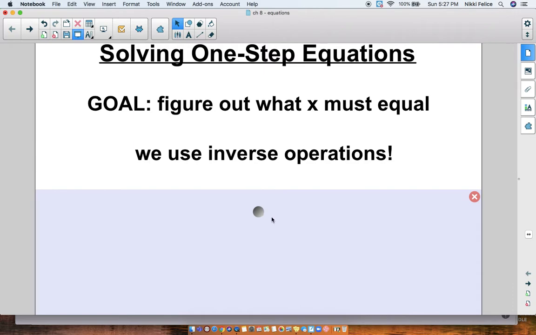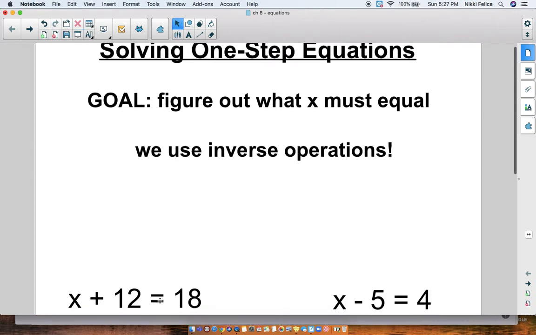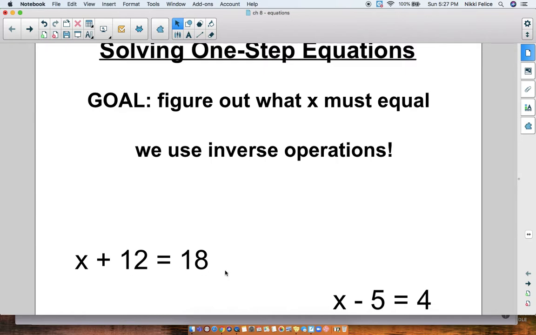So what does an equation look like? It looks like these down here. X plus 12 equals 18, and then here's another example. X minus 5 equals 4. So when I say solve an equation, I mean in this problem, x plus 12 equals 18, we're trying to figure out what does this variable have to equal, what number, so that x plus 12 will equal 18. What number plus 12 gives me the answer 18? That's what we're trying to figure out. And over here, we're trying to figure out what number minus 5 will equal 4.